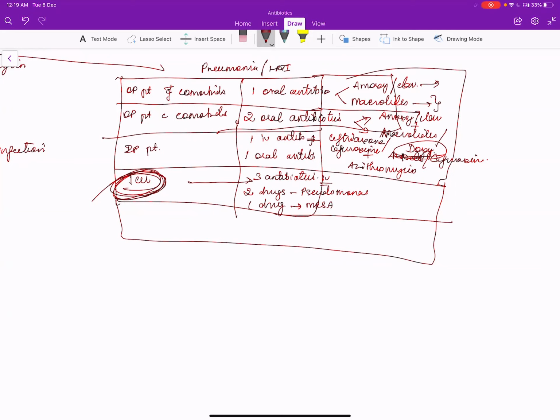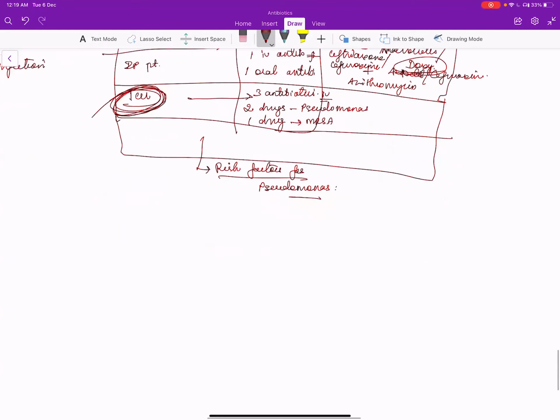You can change the protocol empirically if you know the risk factors for Pseudomonas. Now tell me, what are the risk factors for Pseudomonas? Age more than 65. What you tell, I will write. Pre-existing lung diseases. Comorbid conditions. The previous infection with Pseudomonas.